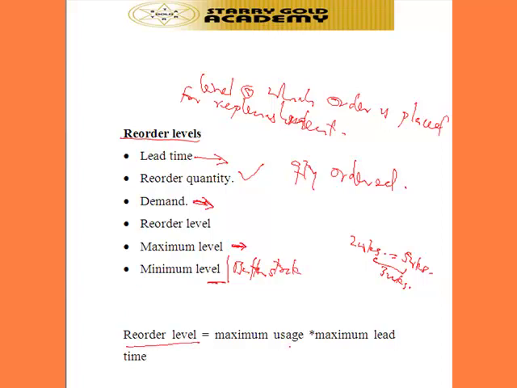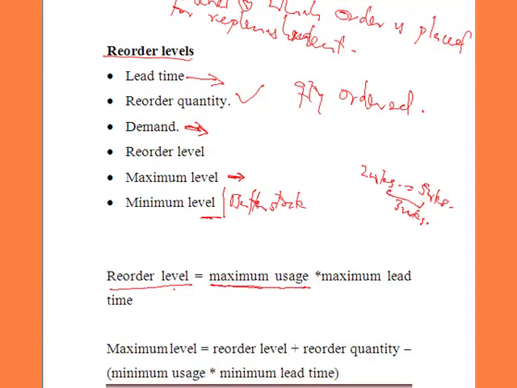The reorder level is given as the maximum demand or maximum usage times maximum lead time. Then the maximum stock level is given as reorder level plus reorder quantity, which is usually the EOQ, minus minimum usage times minimum lead time.